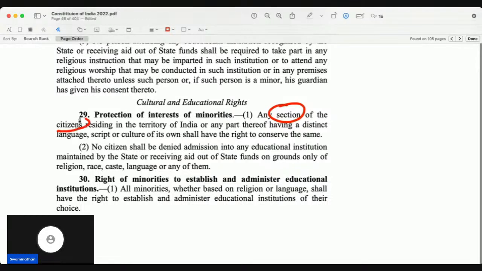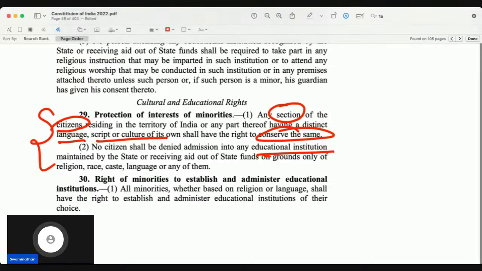You see, I have already told you, Articles 29 and 30 are fundamental rights which are only available to the citizens. Any section of the citizens residing in the territory of India, having a distinct language, script, or culture of their own, shall have the right to conserve the same. For that conservation, they can create educational institutions, and the state is under a duty not to discriminate on the basis of race, religion, caste, or color. So Article 29 is given to any section of the citizens, be it minority or majority.